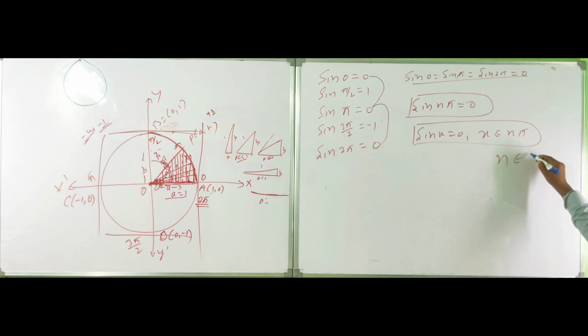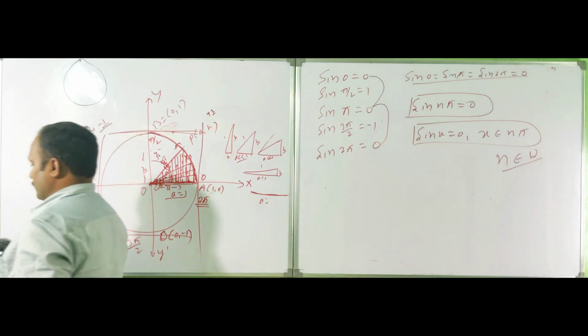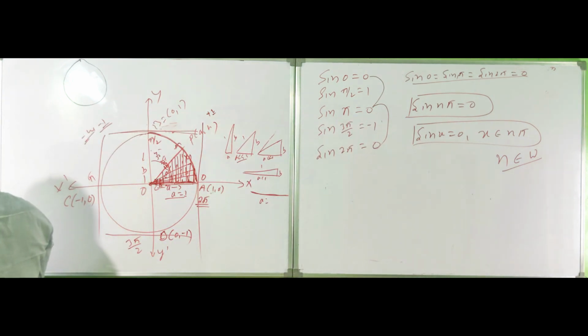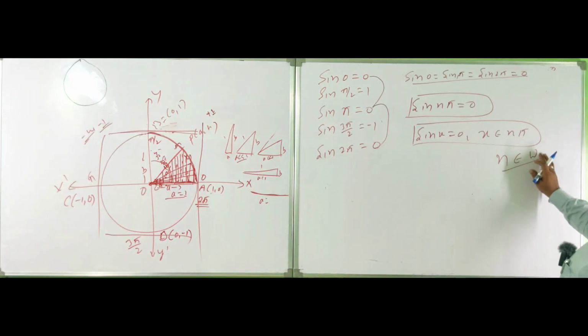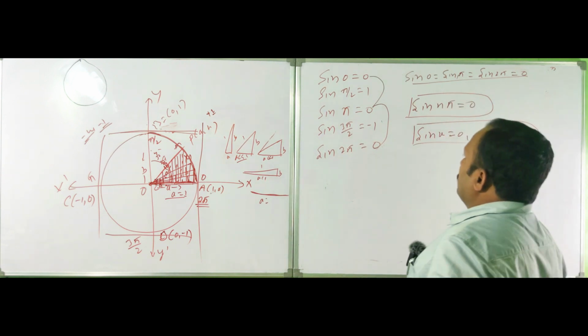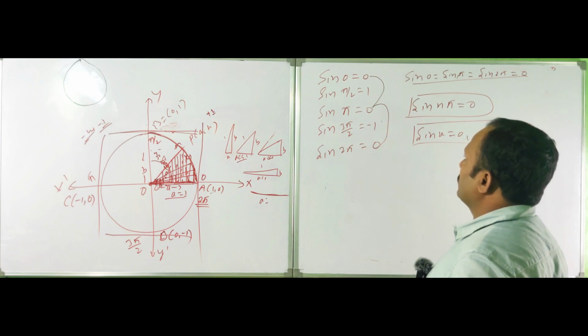N is an integral multiple; n belongs to any integer. It's not a whole number. Negative also there, no? But we have not seen negative numbers, na?